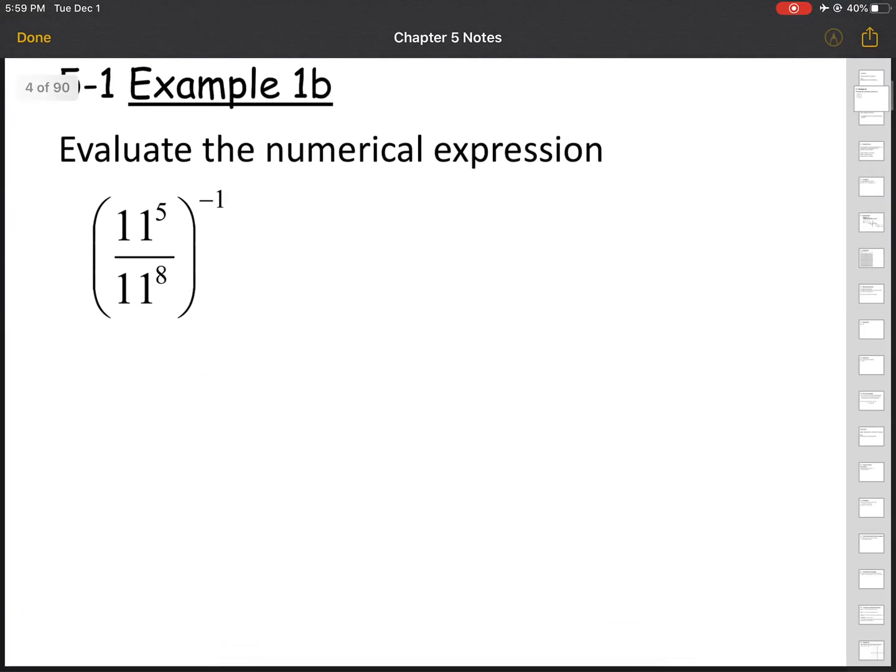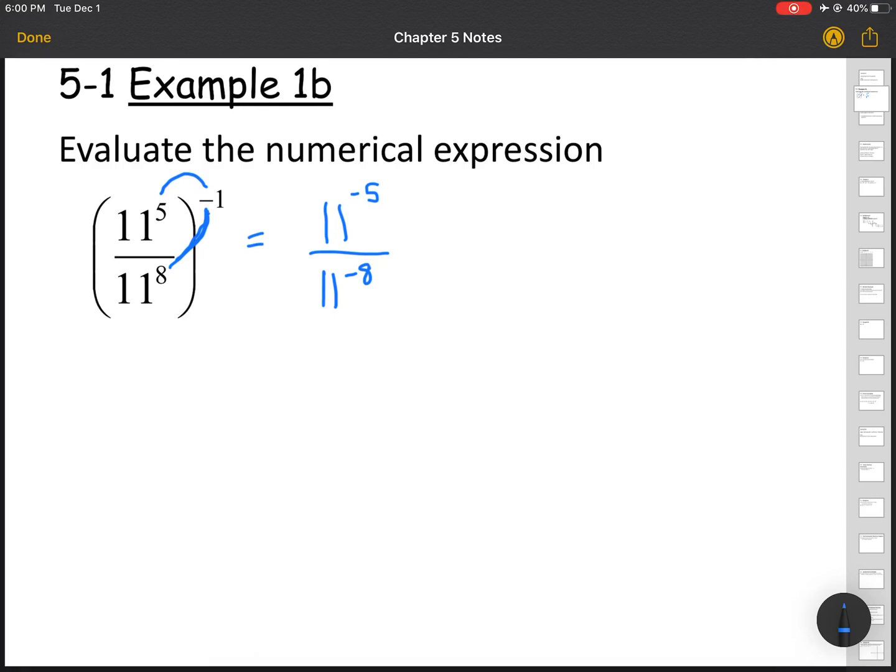The next example, we're going to do the same thing. So if I evaluate this one, well, my power of a quotient property says, okay, I could take my outside power and distribute it to my numerator and my denominator. Okay, so that becomes 11, and then 5 times negative 1 is negative 5. And in the bottom, 11 to the 8th power, okay, but I got to multiply that 8 to the negative 1, becomes 8, but negative, okay?